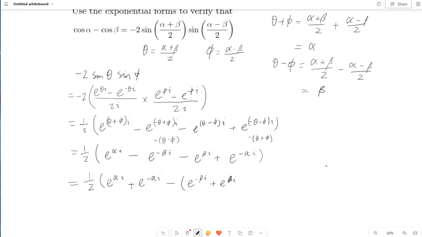Oh, it's horrid, this beta. Okay, yeah, let's just do this as well. And as you can see here, when we divide everything by 2, we end up with e to the power of alpha i plus e to the power of negative alpha i over 2. That's just cosine alpha, yeah? And then e to the power of beta i plus e to the power of minus beta i over 2. That's just cosine beta. Yeah, and that is pretty much it.